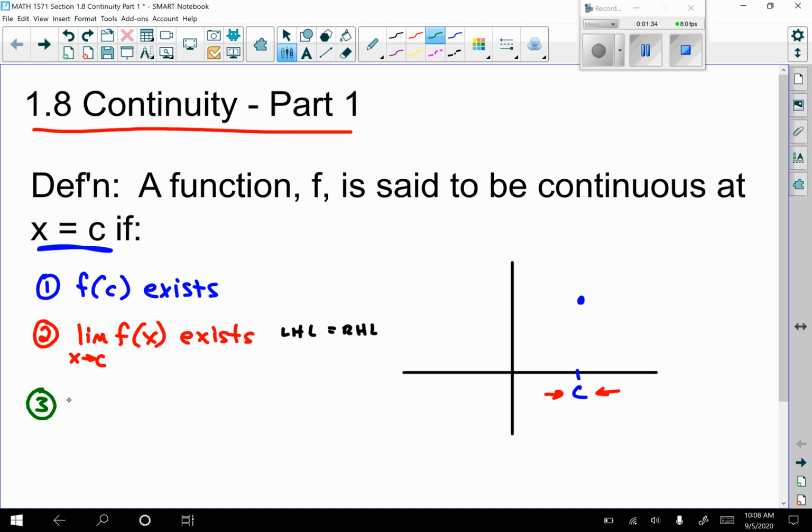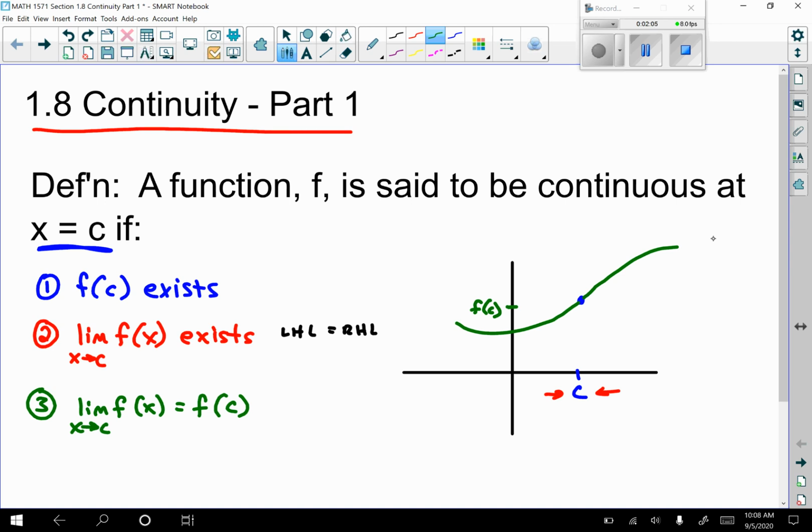Our third says that this limit of f of x as x approaches c has to equal f of c. So all that means is as I'm approaching c from the left, my limit here is right here at f of c. Also from the right. So that's what makes it continuous. If I were to trace over this, I would have a nice continuous function. No gaps. I don't have to lift my pencil up, and that's the informal definition.